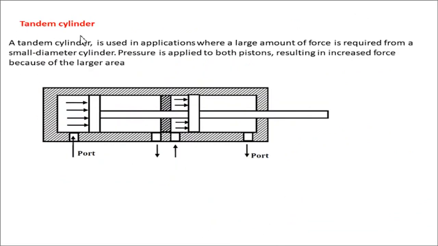Tandem cylinders are cylinders which have multiple ports, entry points for the fluid. That increases the effective discharge which enters the actuator, because of which the speed of actuation will increase. So tandem cylinders are used when a faster action is required.